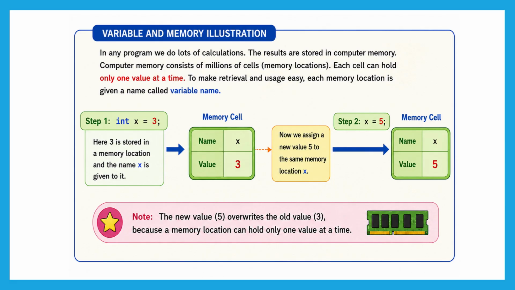Each memory location is given a name called a variable for easy access. In the diagram, the value 3 is stored in memory location X. When a new value 5 is assigned to X, it is stored in the same location.